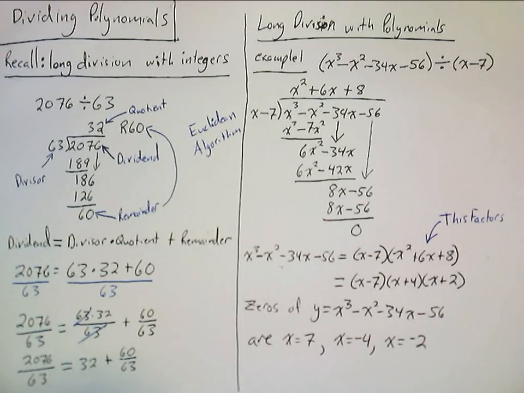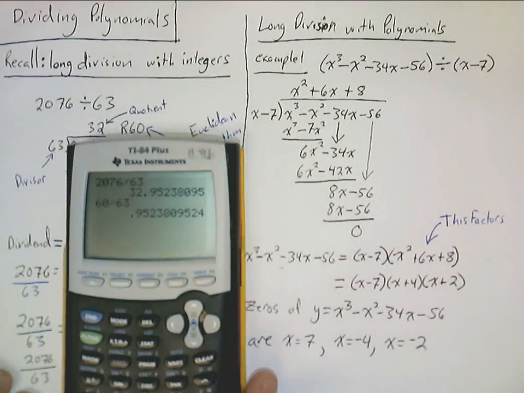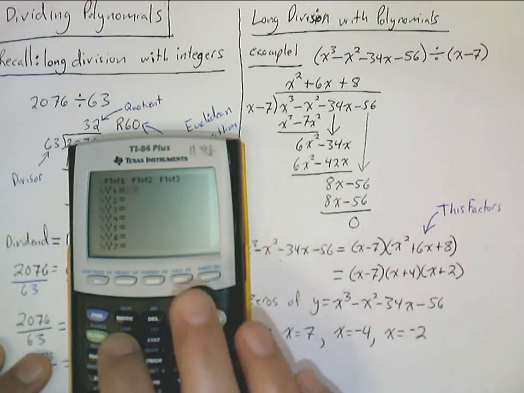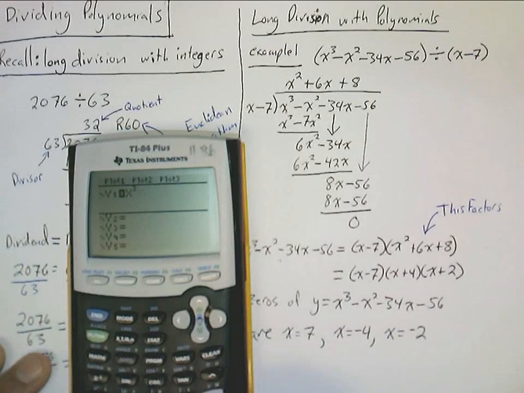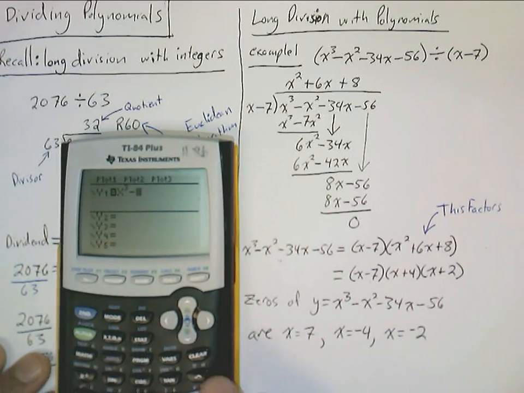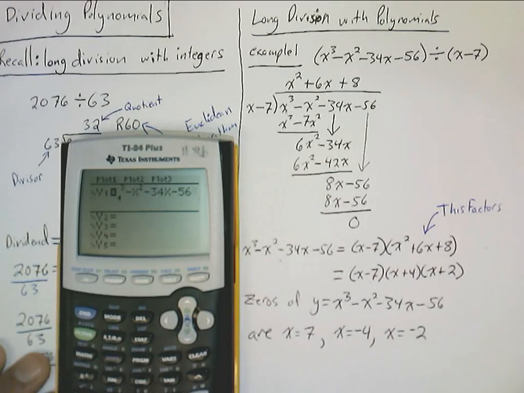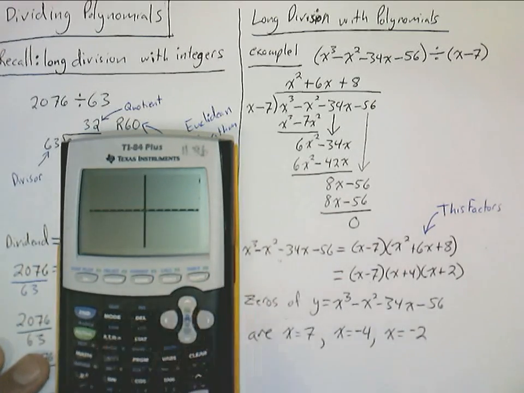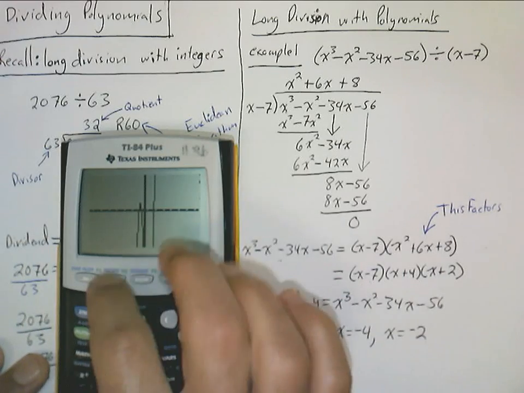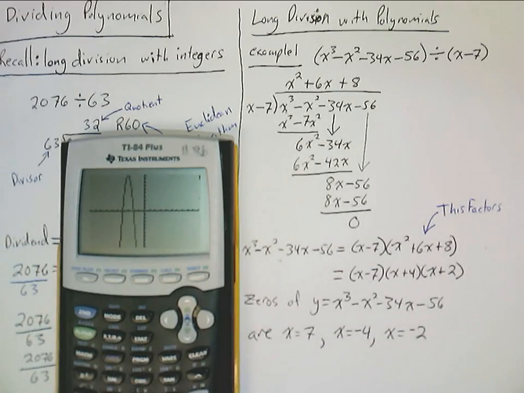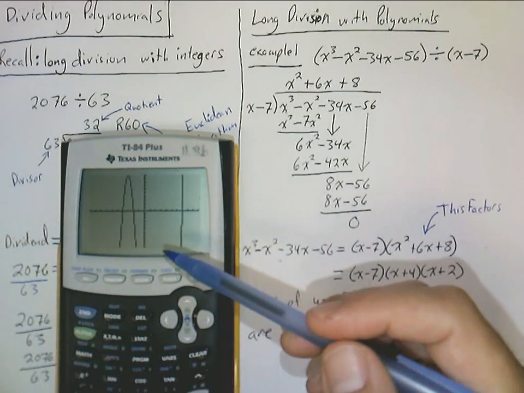And we can even check that if we wanted to. We can graph the cubic. So we just type in x cubed minus x squared minus 34x minus 56. And if we graph that thing, oops, my window's off a little bit. Kind of looks all right, but let's go back to Zoom Standard. A little bit better. Okay, it looks a little goofy, but we're not seeing a big portion of this graph.